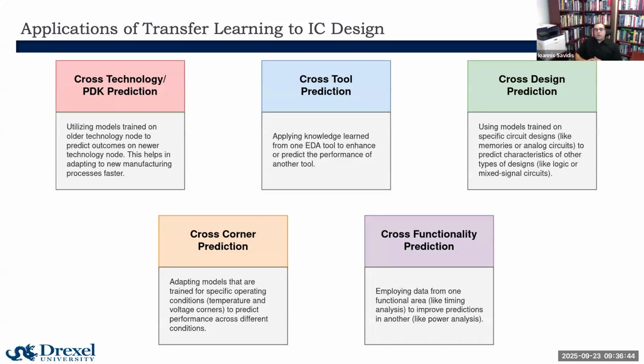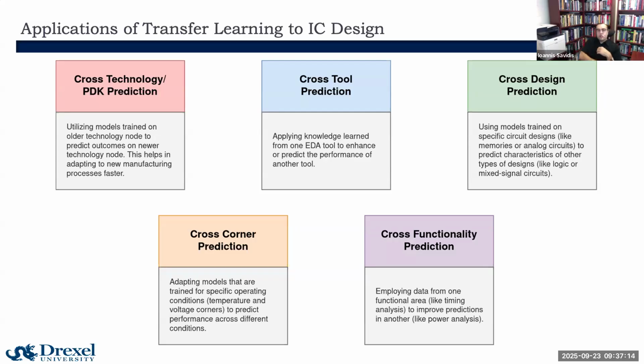So if we're looking at what kind of applications, and of course, these are research problems, basically, you can apply transfer learning in IC design. These are just highlighting how this approach can enhance different aspects of the design process. So you can look at cross-technology PDK prediction. So utilizing models trained on older technology nodes to predict outcomes on newer nodes basically speeds up adaptation to that new manufacturing process and reduces development time and resources.